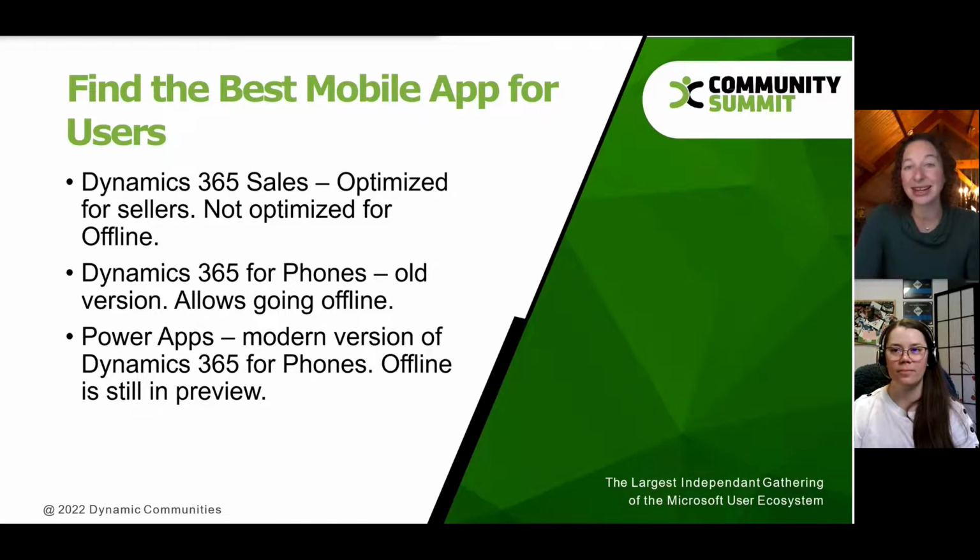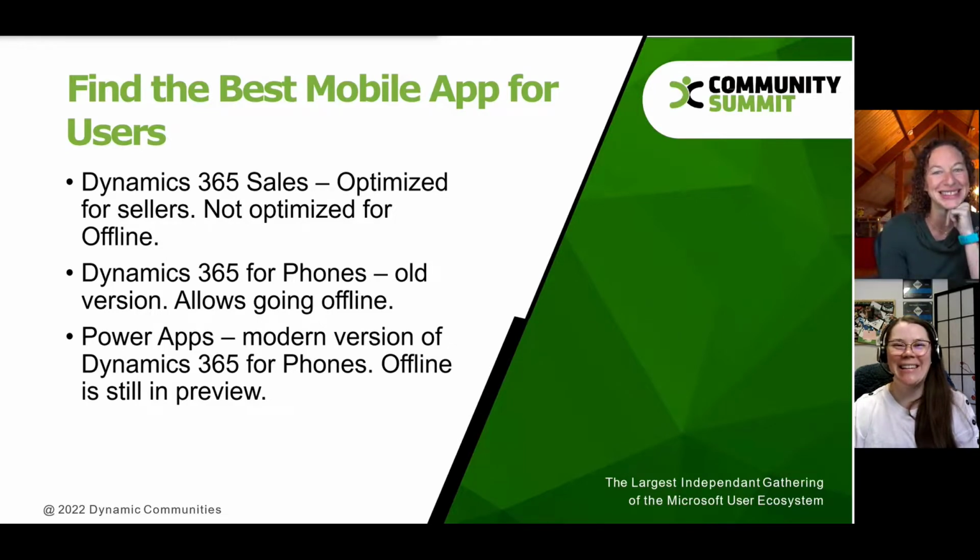So that's still out there. It's still an option for you. If you're on premise, you're going to need that version. But if you're online, you should use Power Apps. That's the modern version of Dynamics 365 for phones. Offline has this really cool preview feature, and it's offline first. So there's a great offline mode that doesn't require you to download all that information onto your phone and then batch all the updates. So check out the Power Apps modern version of Dynamics 365 for phones. That's the preferred one, if you're not on-prem.